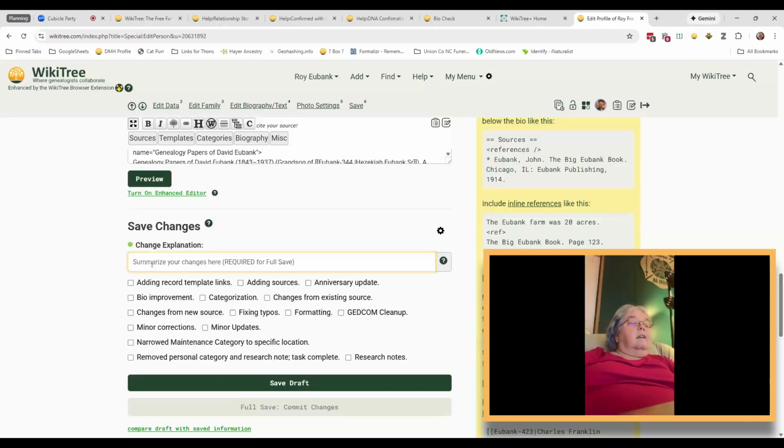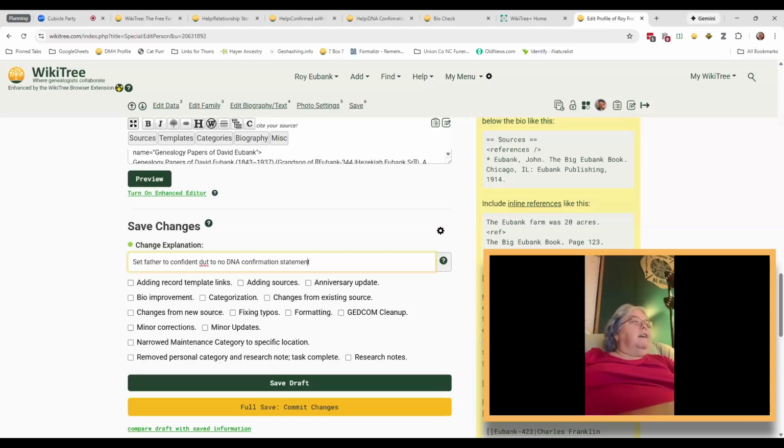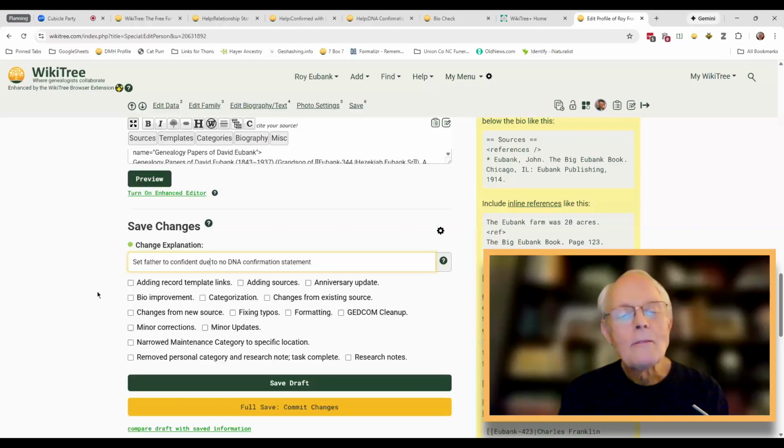I'm going to say set father to confident due to no DNA confirmation statement, right? You misspelled "due." And I know I'm going to misspell it. I'm going to change it. All right. Thank you.